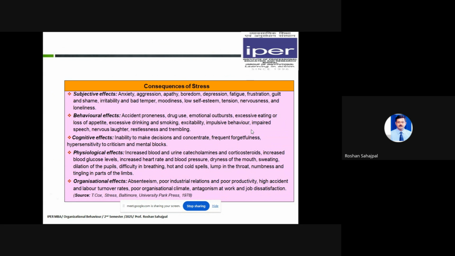They resort to alcoholism, smoking, because they try to get comfort from this, but this ultimately leads to an even bigger problem and causes more stress.